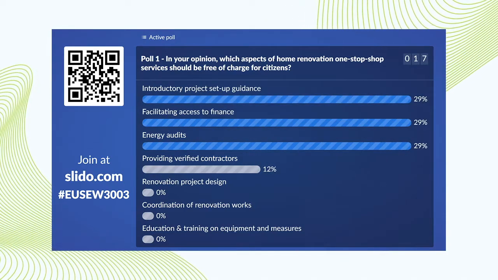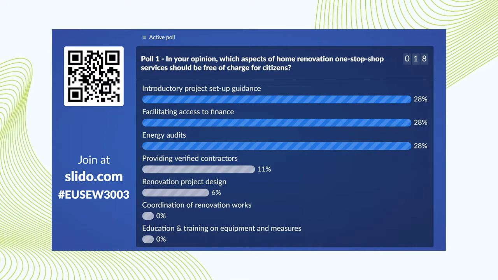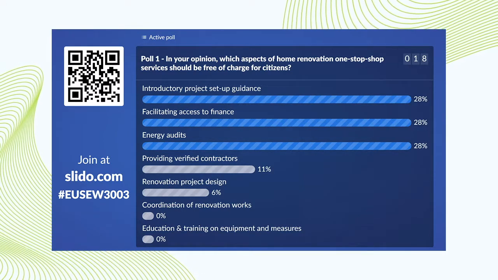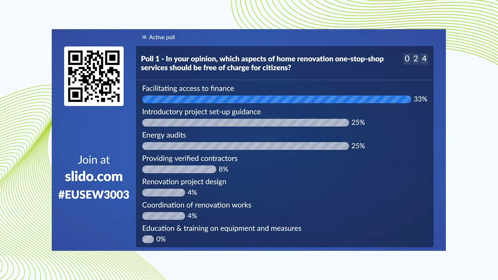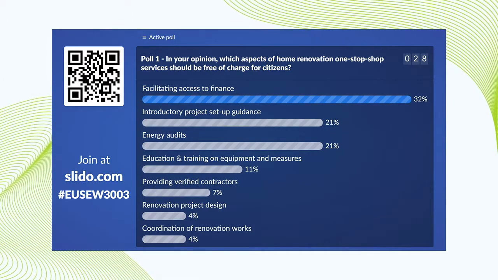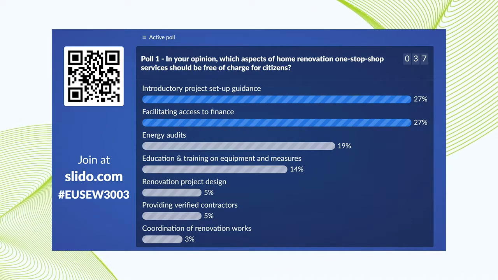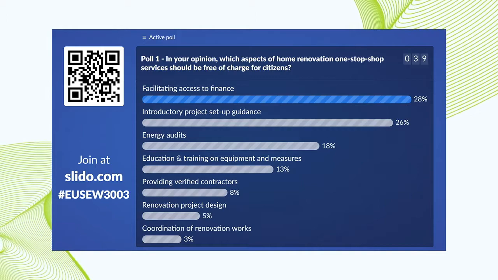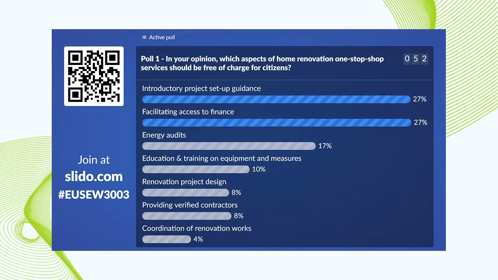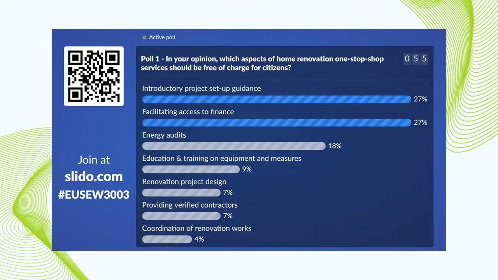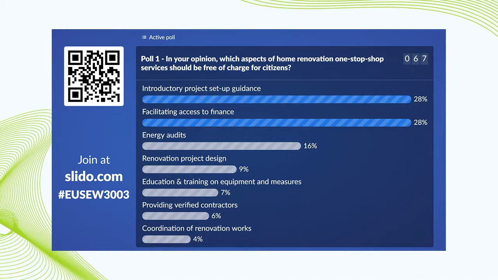So I'm going to let the poll run till we get to around the 70 number again. And what I'm seeing is quite an even split between facilitating access to finance, introductory project setup guidance, and energy audits. But indeed, at least some of you believe that all of these services should be provided free. Now, we didn't want to put all of the above in our poll, but again, the project guidance and finance are turning out to be the key. Finance keeps jumping back up to the top, as you can see.